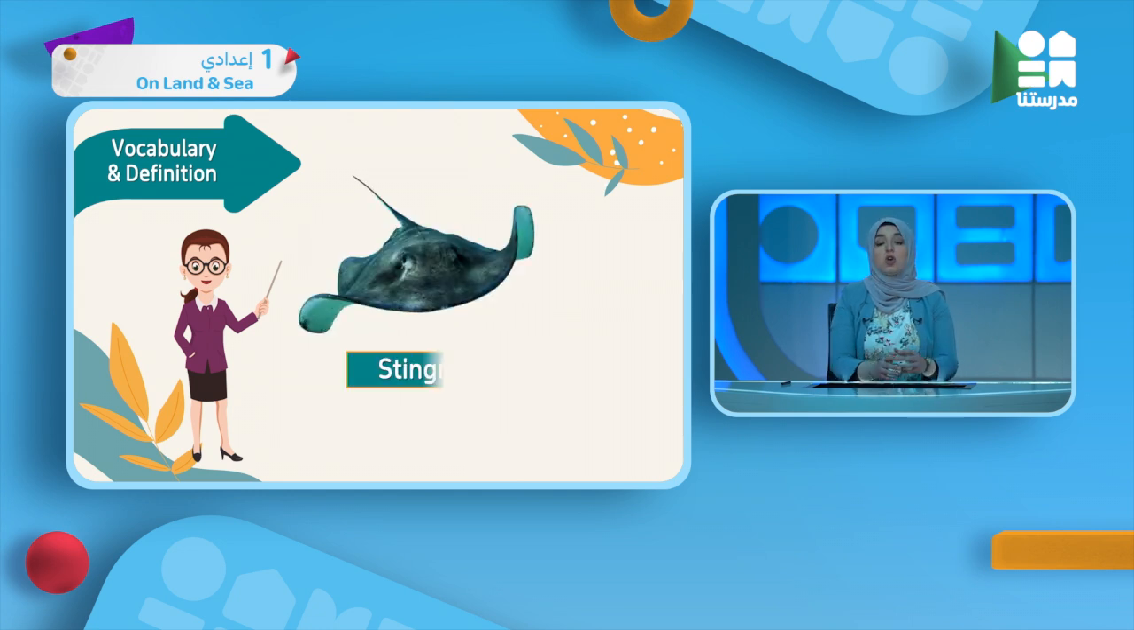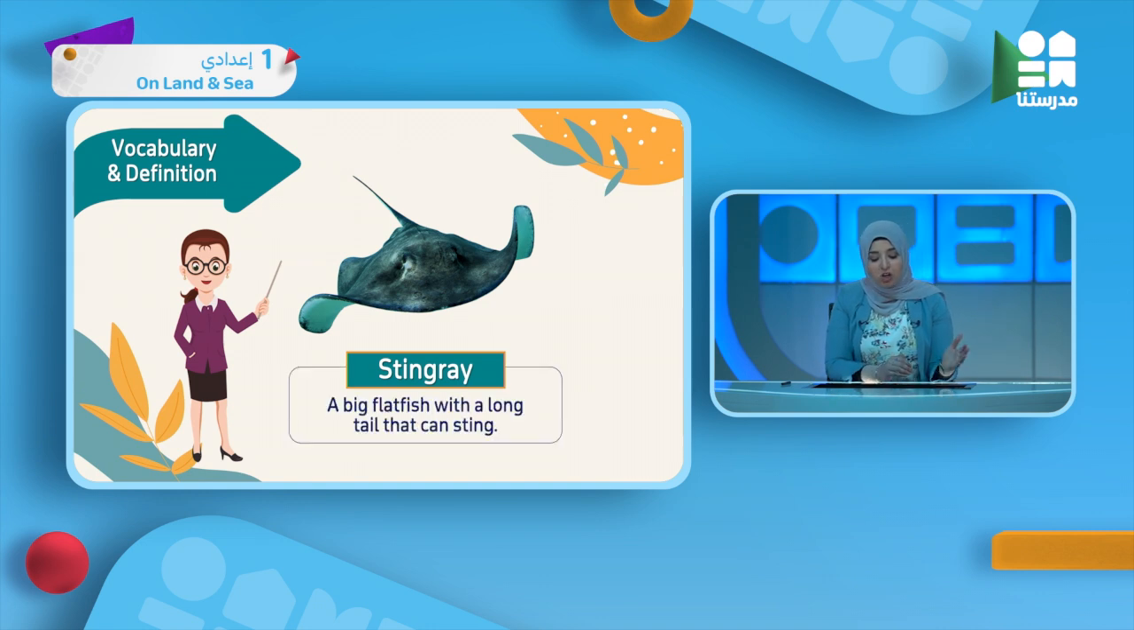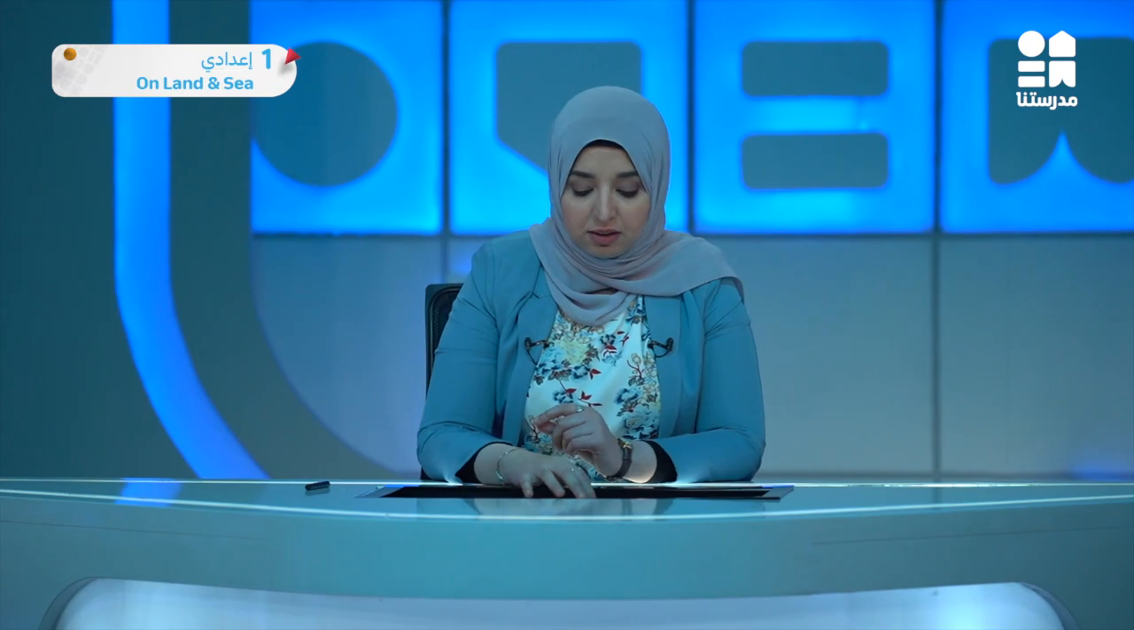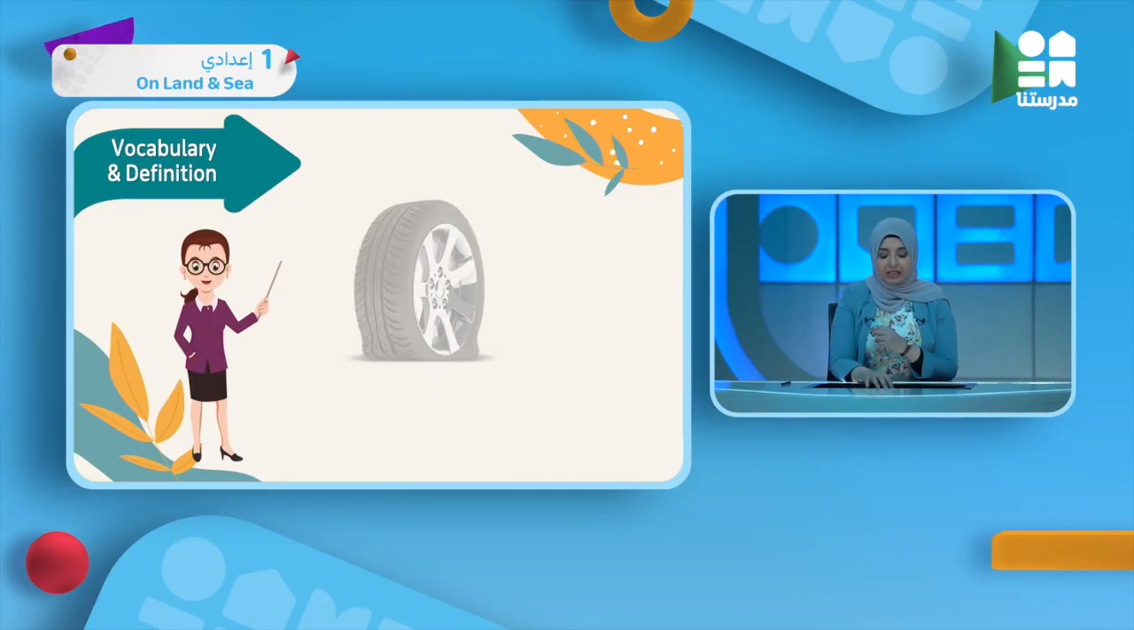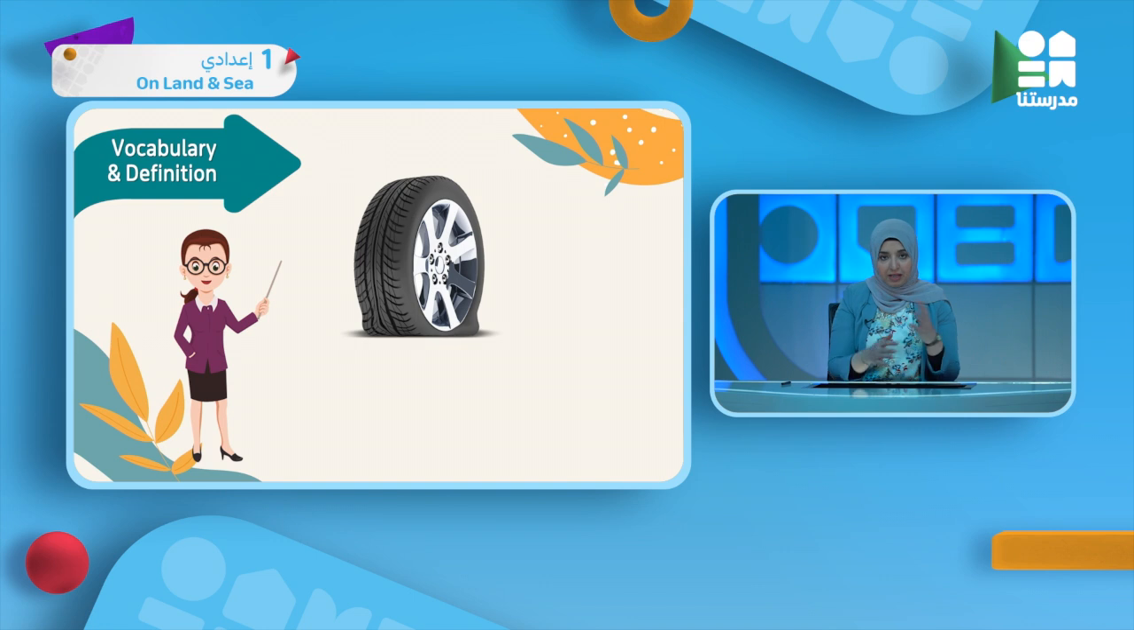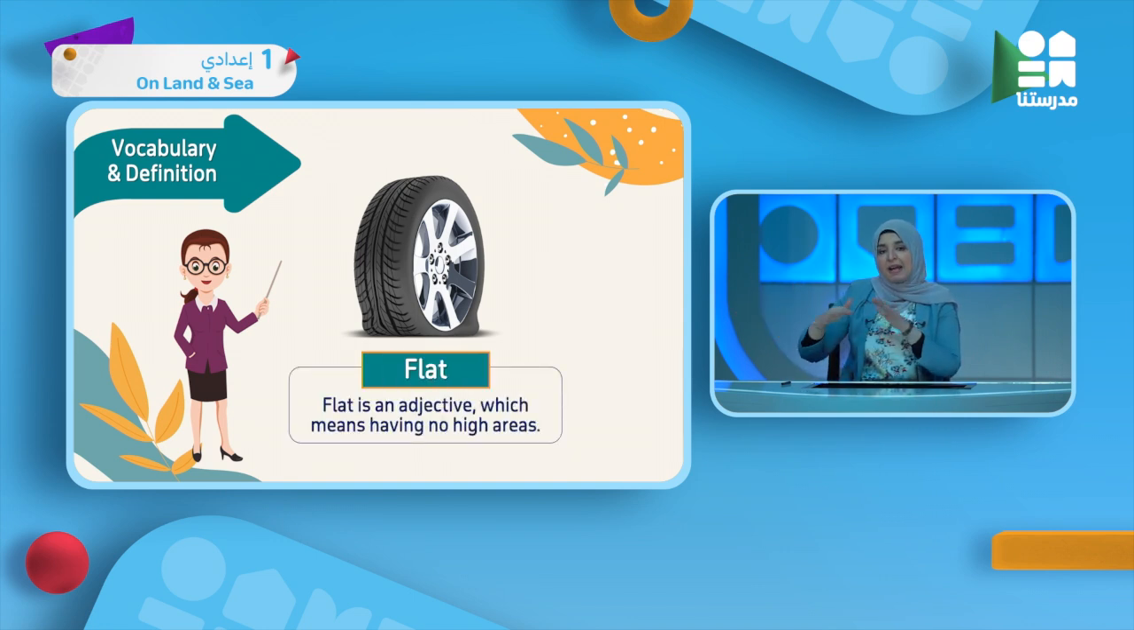Another sea animal is called stingray. Stingray: it's a big flat fish with a long tail that can sting. زي ما شايفين هي سمكة بتبقى مسطحة جدا وليها تيل، والتيل ده ممكن تحمي نفسها من خلاله، sting تلدغ. So it's called stingray. Okay? Flat. احنا قلنا كلمة flat. Flat is an adjective. احنا مش بنتكلم على الفلات اللي هي الأبارتمنت، هنا بنتكلم على الأدجكتيف الصفة. We said that a stingray is a flat fish. Here, flat is an adjective which means having no high areas. ما عنديش أماكن مرتفعة، مسطحة.